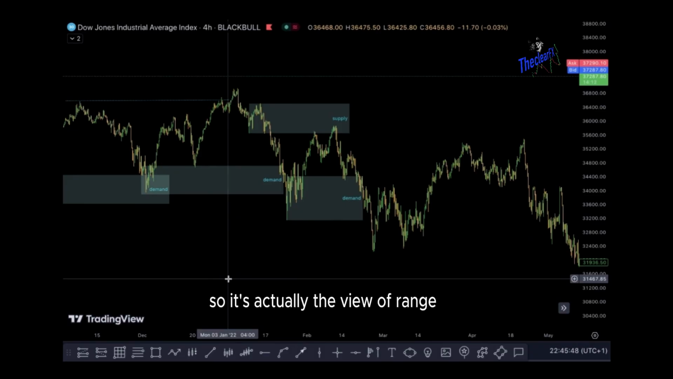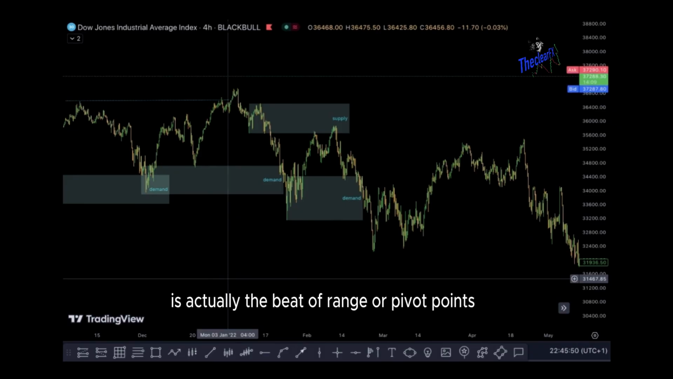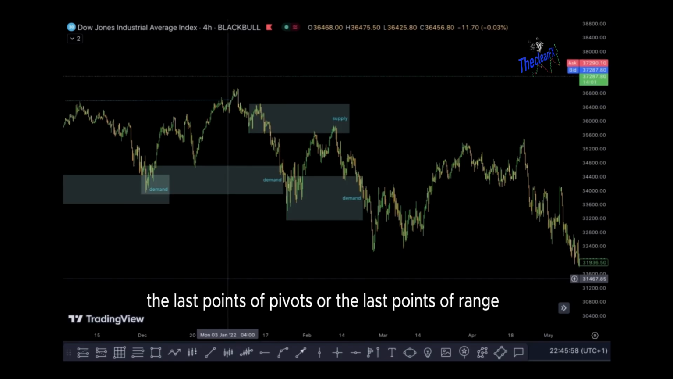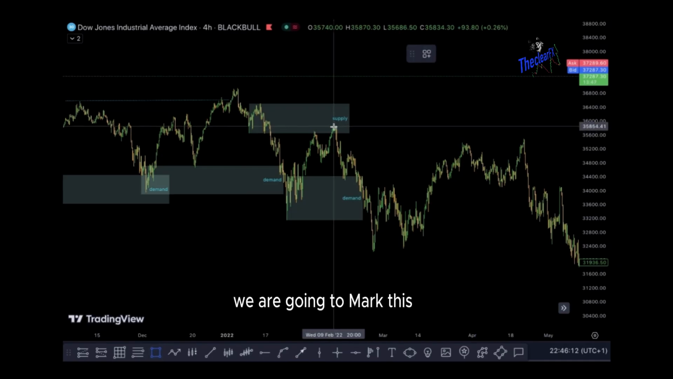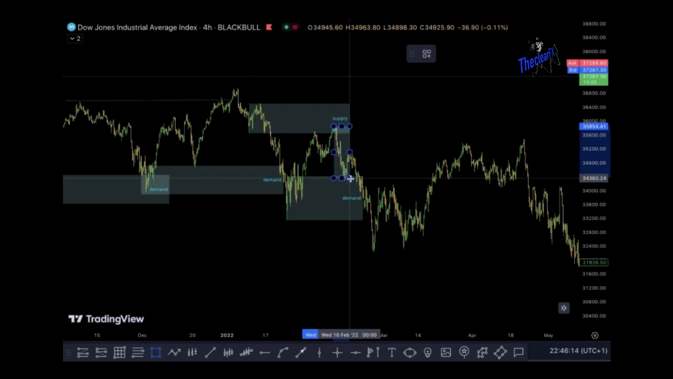So it's actually the build of range, or pivot points. The last point of pivot or the last point of range that push the price to take that low zone or the high zone of supply or either demand. So that's vice versa. So as we are here right now, we are going to mark this.